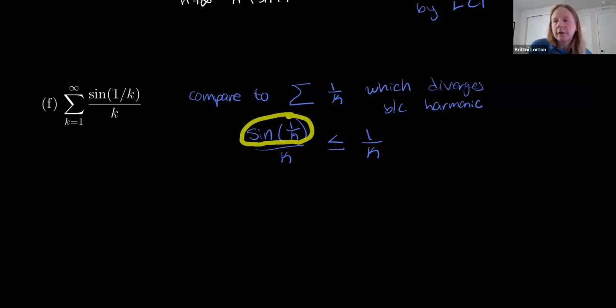Sine is always smaller than or equal to 1. Right? It always is. It always, always, always is. So that means that sine of anything is smaller than 1. So that's how that inequality is true.